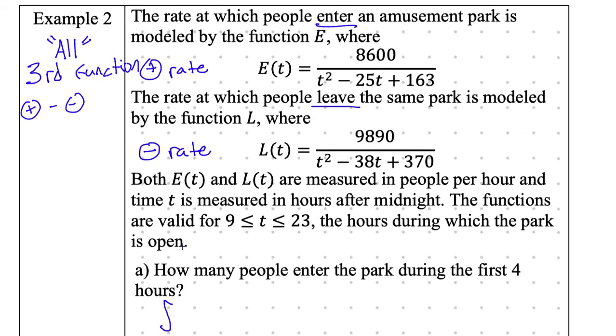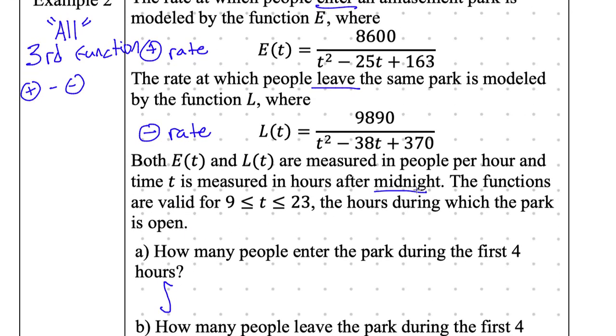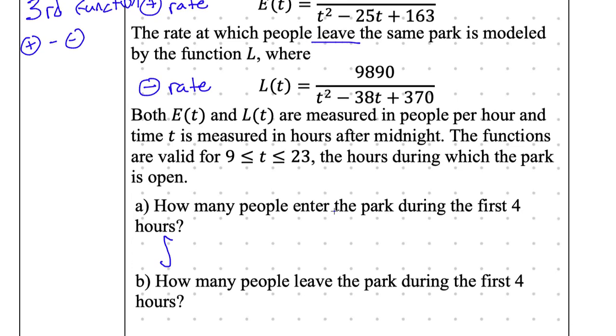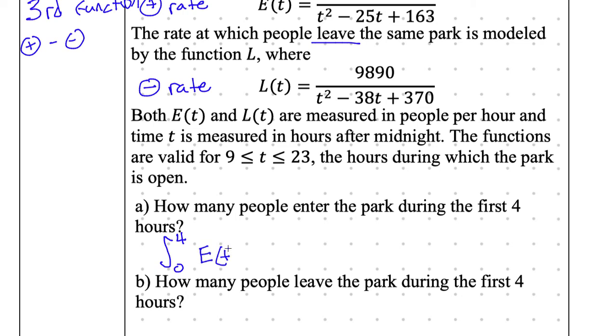How many people? We found an interval. It opens at midnight, and midnight is going to be 0. So between 0 and 4 of what? Of which function? E, L, or this third function? E. Why E? Because it's entry. Perfect. Let's do that on our calculators and see if we can all get the same answer.